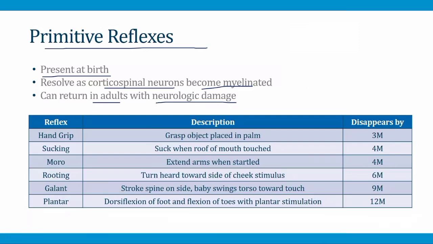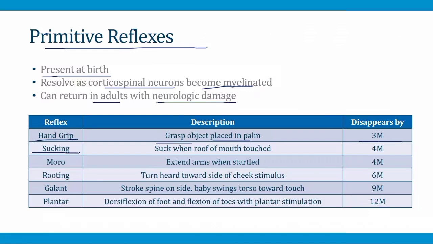So on your pediatrics rotations, hopefully you will get to round in the newborn nursery. And one of the cool things to do in a newborn nursery is elicit all of these reflexes because they will all be present in newborn babies. The first one is the hand grip reflex. If you place an object in a baby's palm, the baby will wrap its fingers around the object and grasp it. You can do this by putting your finger in the baby's palm. This is called the hand grip reflex, and it usually disappears by 3 months of age.